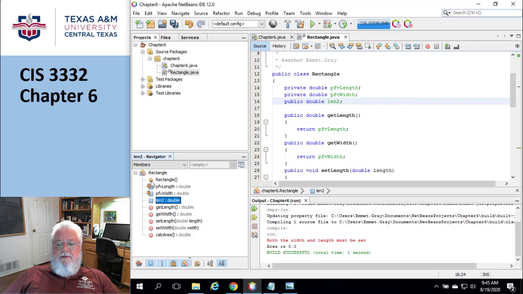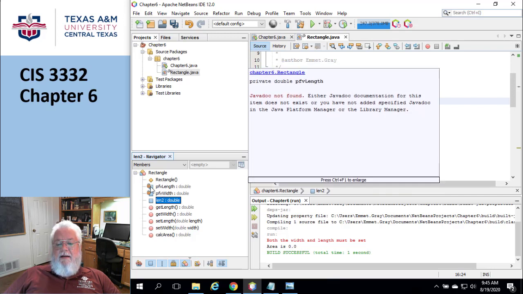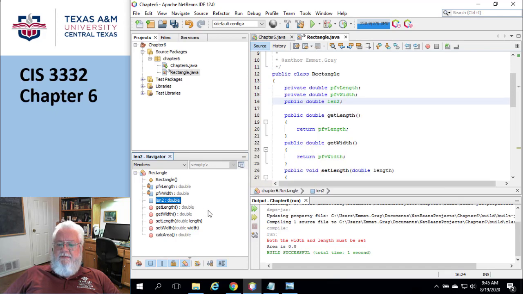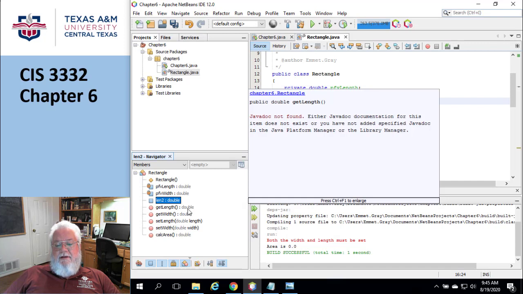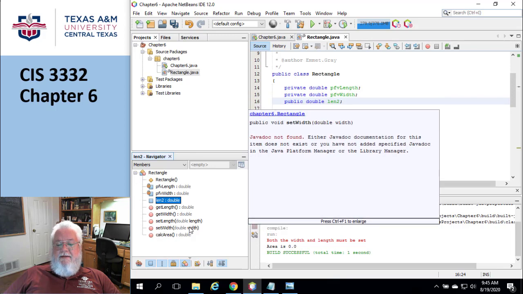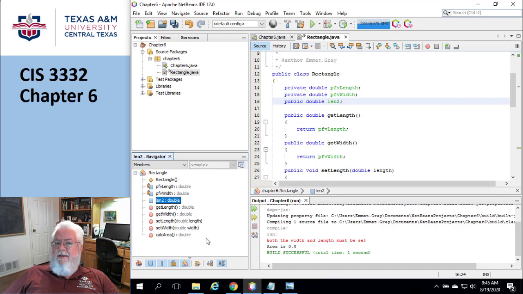So the diamond is the class, okay? And then the padlock means it's private. And then the blue means it's just a plain old field variable. So we have a private field variable, and then a public one, which we're not actually using for anything. And then we're going to have a getter that returns a double, a getter that returns a double, a setter that takes a double, a setter that takes a double, and then a calc that returns a double. Okay, is this all making sense?